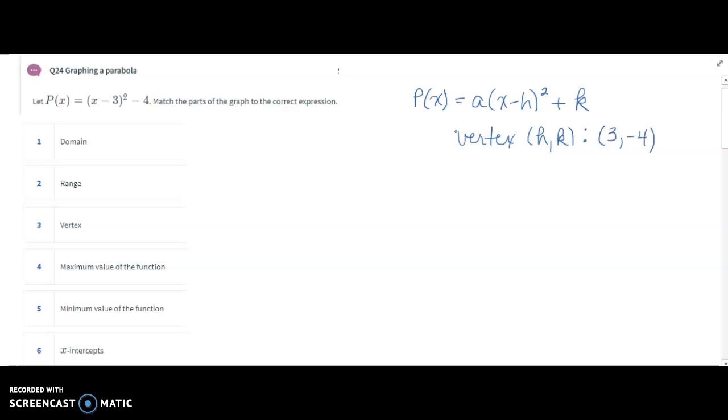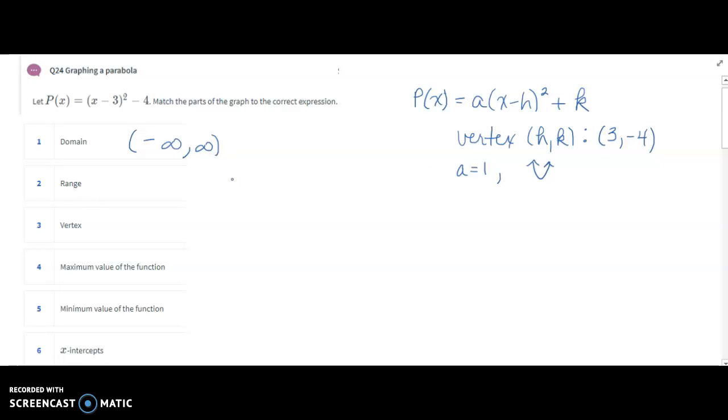The other thing we know from the vertex form is that the value of a determines which direction the parabola opens. In this case, the value of a is 1. So with a being positive, that means that the parabola will open up. We know that the domain of any quadratic function is all real numbers, or negative infinity to infinity.